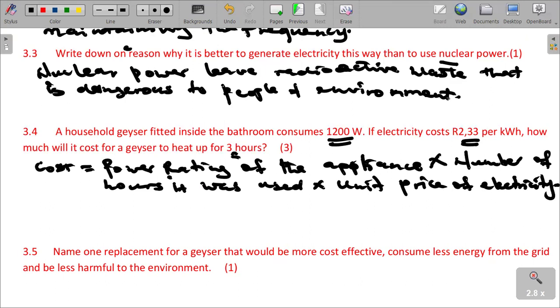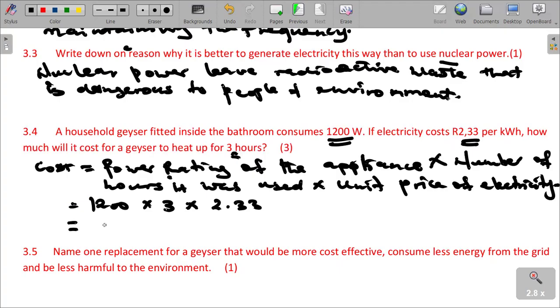So now, in this case, we are given that the power rating of the appliance consumes 1,200. So the cost equals 1,200 multiplied by the number of hours. We are given that the number of hours is 3 hours, multiplied by 3, and then multiplied by the unit price of electricity. Our unit price is 2.33. So when we calculate that, what are we going to get? We are going to get 8 rand 33.